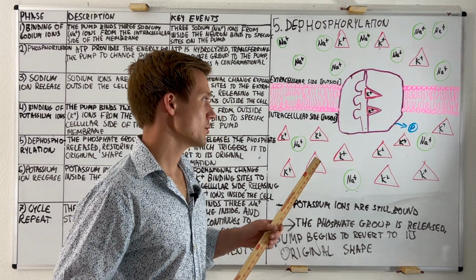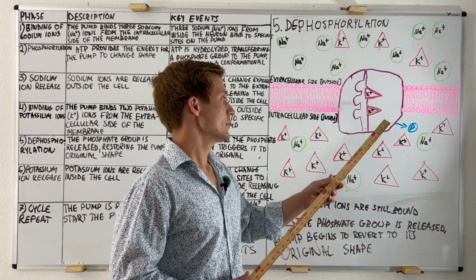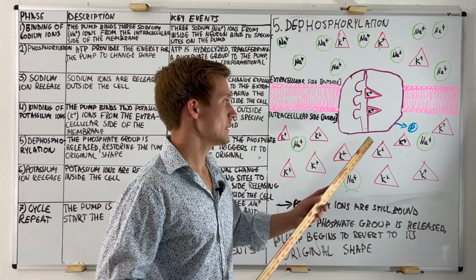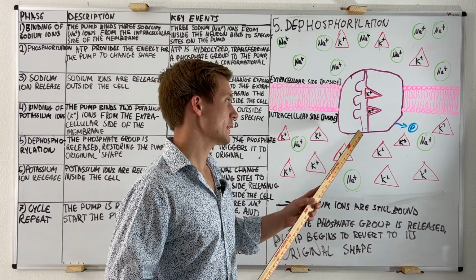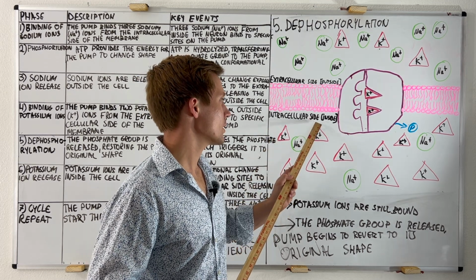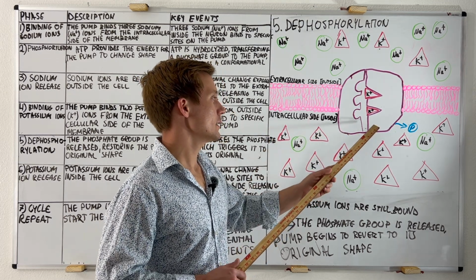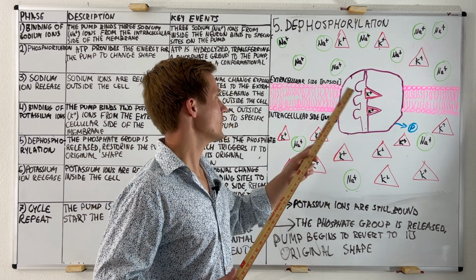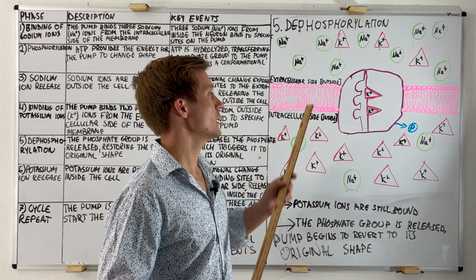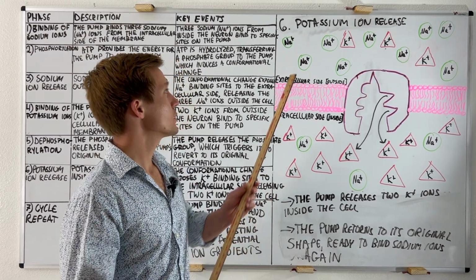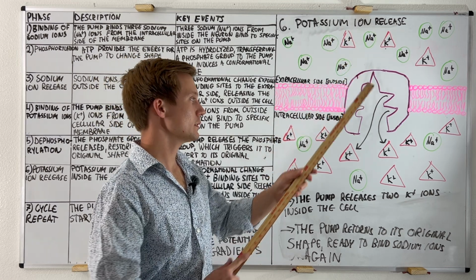A way I like to think of it is when the pump is dephosphorylated, it doesn't have any phosphate group attached, then it will be open towards the intracellular side. And if the pump is phosphorylated, it has the phosphate group attached, then it will be open to the extracellular side. For step number 6, we have the potassium ion release.